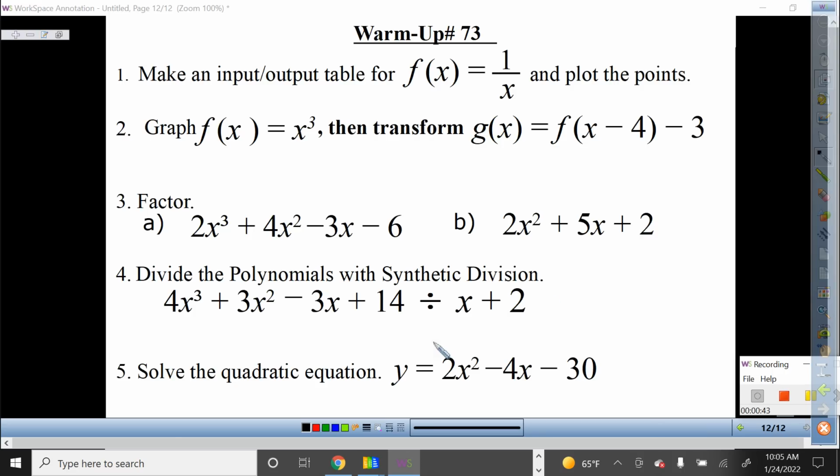Yes, Mr. Q. Number 4, divide the polynomial with synthetic division. Have we been practicing for a couple of weeks now, right? Synthetic division? Yes. We got 4x cubed plus 3x squared minus 3x plus 14 divided by x plus 2. And number 5, solve the quadratic equation y equals 2x squared minus 4x minus 30. Now this one we covered, I want to say 2 months ago, something like that. So I'm going to go over that one just to bring it back.